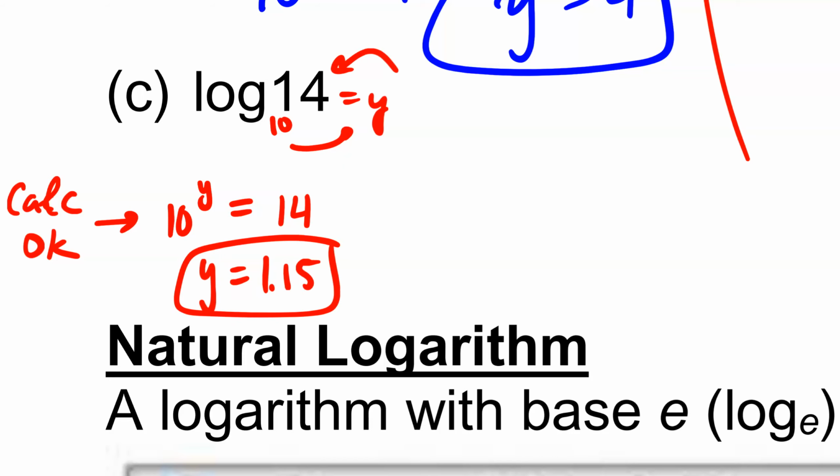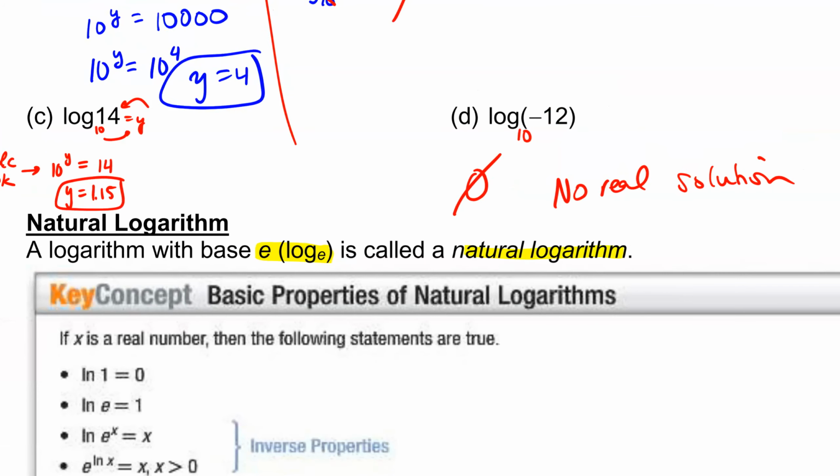That's the common log, base 10, and now natural log, which is base e. A natural log with base e is literally log base e. Instead of saying log base e, they just say ln, because that's natural log. So we always just write this as ln. Why did the number e come out? It is the solution to this limit up here. That's what it's defined to be.